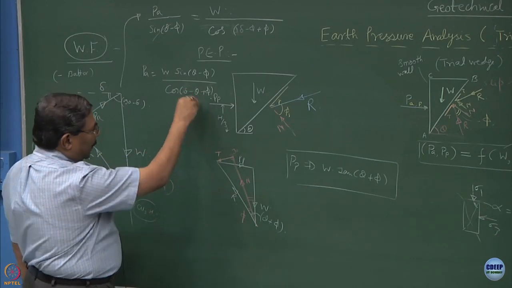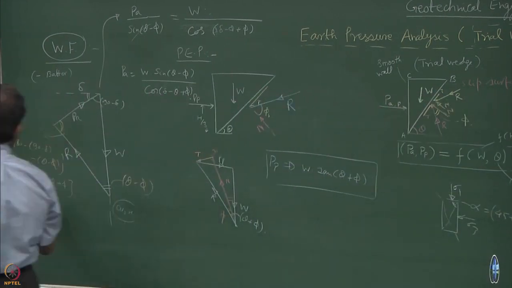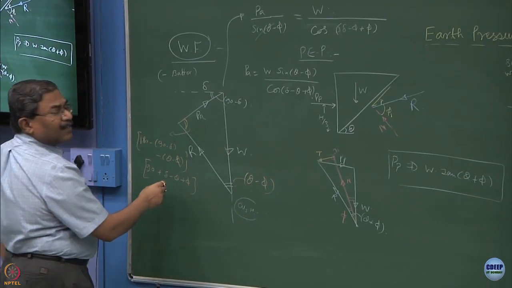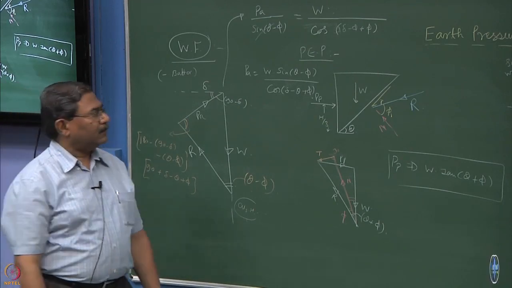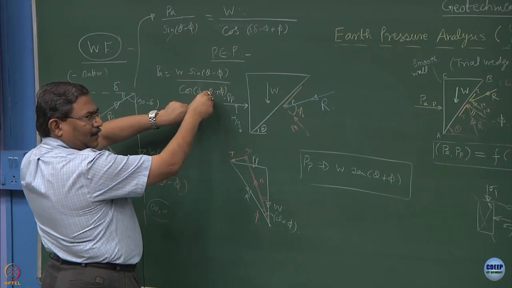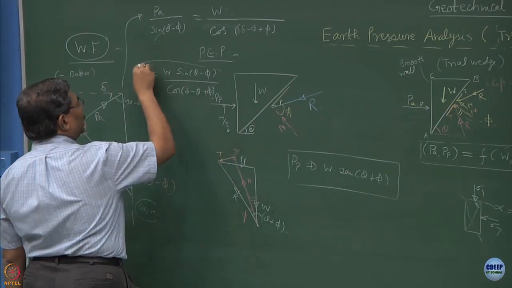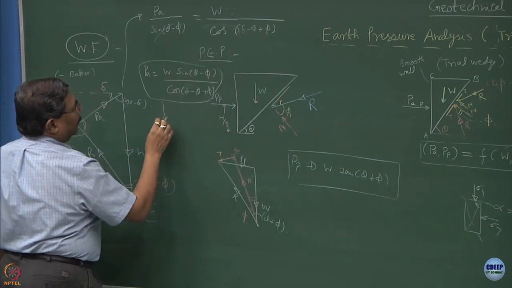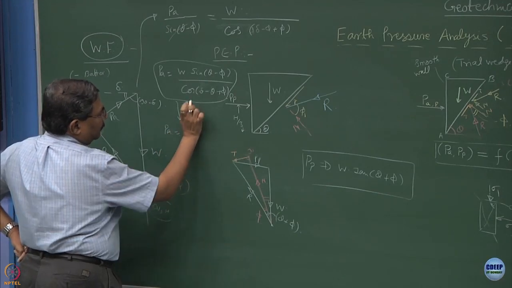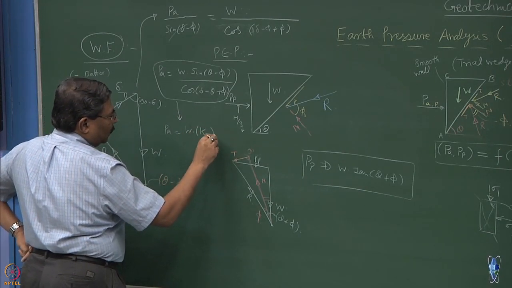Sorry, I have done some mistake over here, check it. So, there is something I have done wrong over here. So, 180 minus plus delta minus plus phi, all right? Sorry, same, it is okay, very good. So, if wall friction is not there, this is going to be phi minus theta, cos of minus, correct. So, this is going to be the same thing. So, you just get this value and again your function is going to be the same. So, PA will be equal to half, because let us put it like this, W multiplied by KA, and this KA is going to be inclusive of delta.